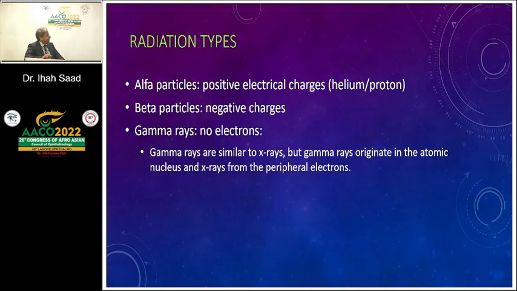So for brachytherapy, we have two types of radiation, alpha particles and beta particles, and gamma rays. Alpha particles are present in the routine external beam radiotherapy, the photon therapy, and they are not effective in melanoma at all. Beta particles are negatively charged, and gamma rays have no electrons, similar to X-rays, but they come from a nuclear reactor.